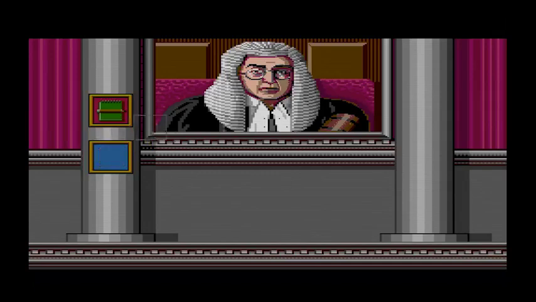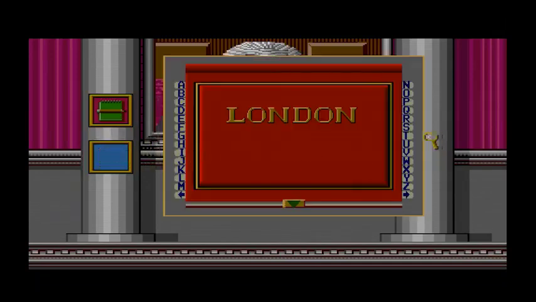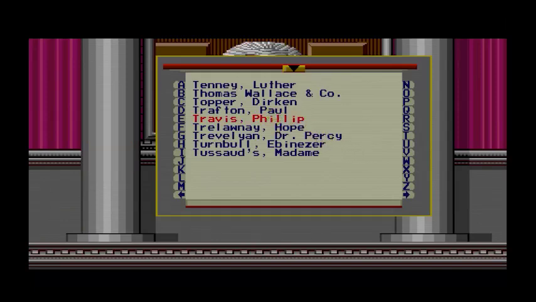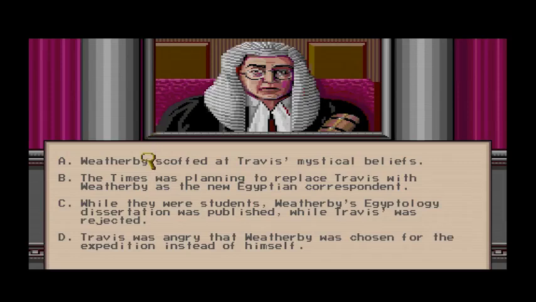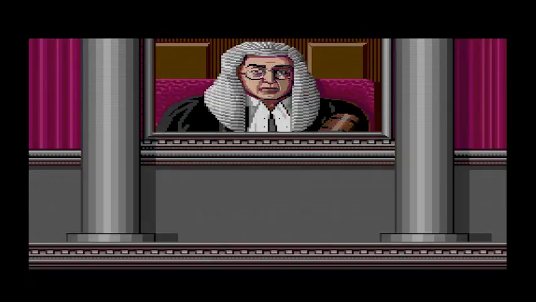It says it is also Philip Travis. So, you say Travis killed Turnbull and Weatherby? Yes, I believe he did, my lord. What was his motive to kill Weatherby, Holmes? Weatherby scoffed at Travis's mystical beliefs. The Times was planning to replace Travis with Weatherby as the new Egyptian correspondent. While they were students, Weatherby's Egyptology dissertation was published while Travis's was rejected. Or Travis was angry that Weatherby was chosen for the expedition instead of himself. Ah, revenge. The oldest motive in the book.